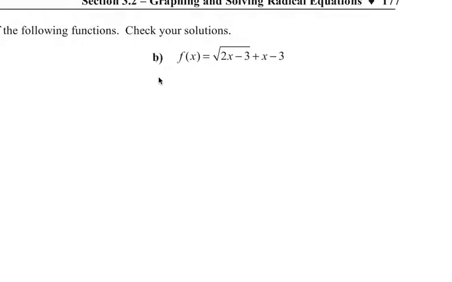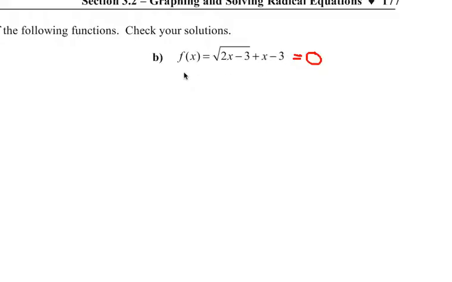Hi guys, so today we're doing question 4b on page 127 and our job is to get the x-intercept. So what I like to do first is to set all of this to 0. And we want to eventually get rid of this root altogether, so it helps to isolate it on one side of the equation. So we're going to move this x minus 3 onto the other side.